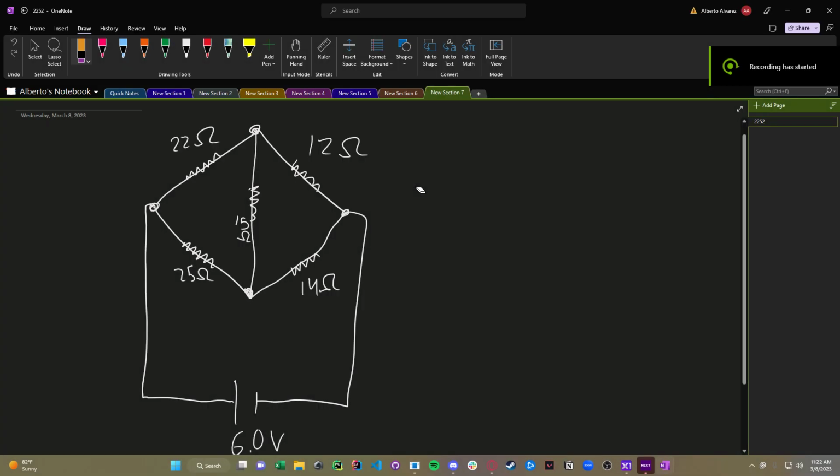Okay, so for this problem, you're working with Kirchhoff's loop rule, and I'm going to use the loop method that MIT professor Walter Lewin uses, because the one that the textbook uses sucks, and you get like 15 million variables.